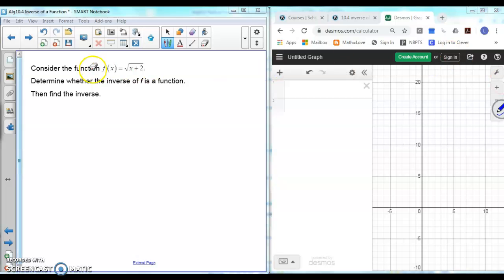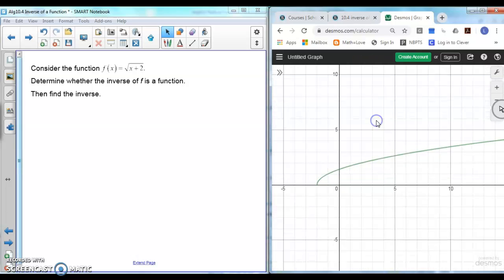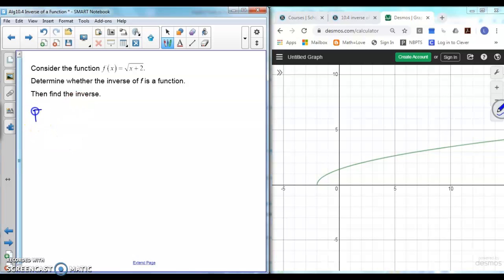So what if your original function is a radical function or a square root function? Well, let's see. So y is equal to the square root of x plus 2. Based on the function's graph, is it a function? Well, use the vertical line test. If any vertical line crosses the graph only once, then you know it is a function. So you agree that it is a function, right?